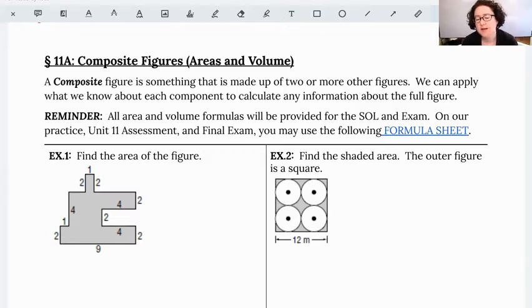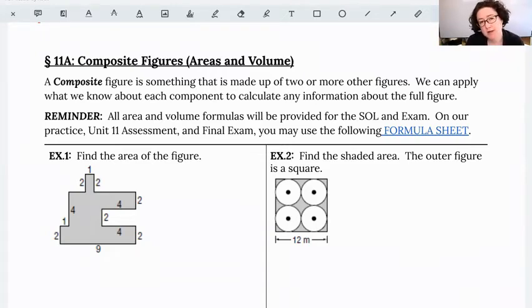Please do keep in mind that any of the formulas that I'm going to be using are all available on our formula sheet for our area and volume. And so if you need to, again, open that up, print that out, or have that open in a separate tab as you're working. But you will have all area and volume formulas available for you on the SOL, on our assessment activity for this unit, as well as your final exam. So let's jump into example 1.